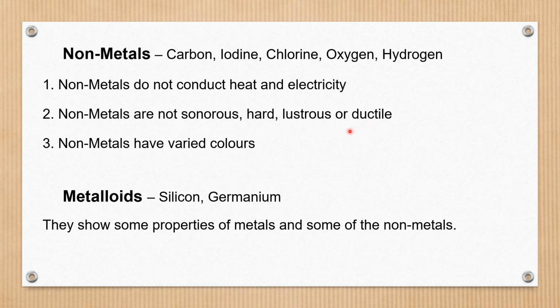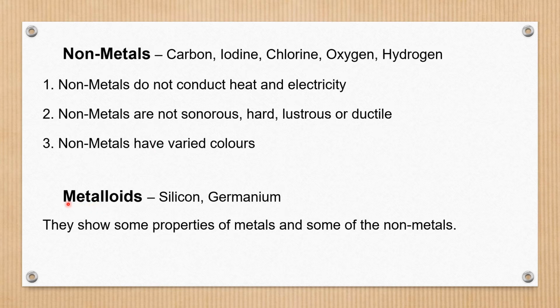The next general property of non-metals is that they have varied colors. Metals have particular colors, but non-metals have different colors. So those are the general properties of non-metals.